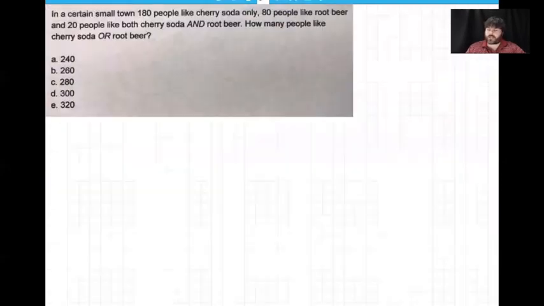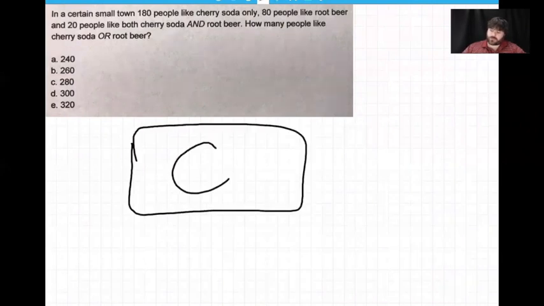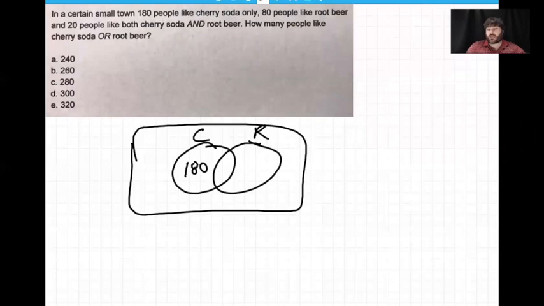All right, in a certain small town, 180 people like cherry soda only, 80 people like root beer, and 20 people like both cherry soda and root beer. How many people like cherry soda or root beer? A couple things here. First off, this is a perfect candidate for the Venn diagram. Cherry soda, root beer. 180 people like cherry soda only, so only 180 people are in that little area, not this center area here, because they only like cherry. They don't like root beer.